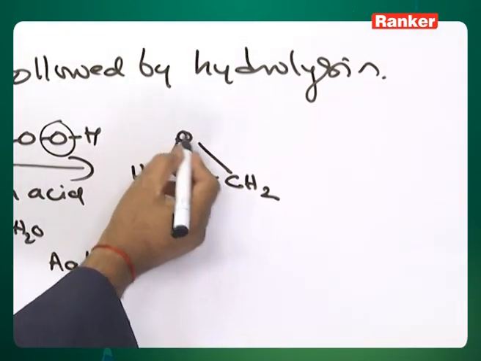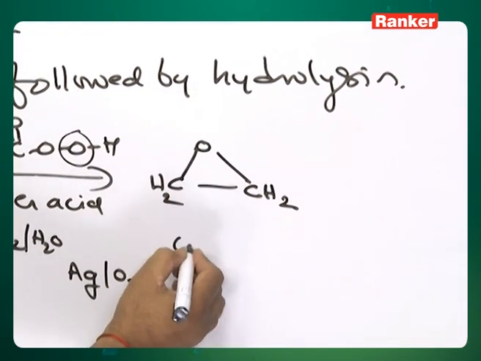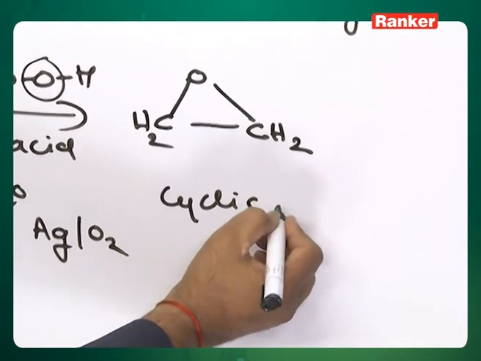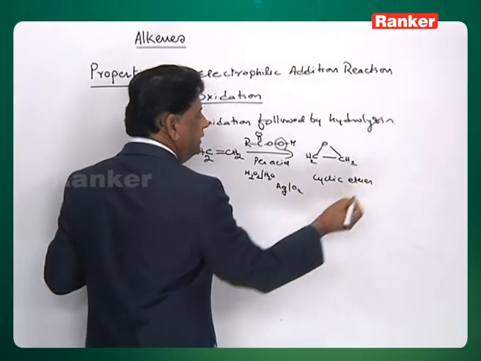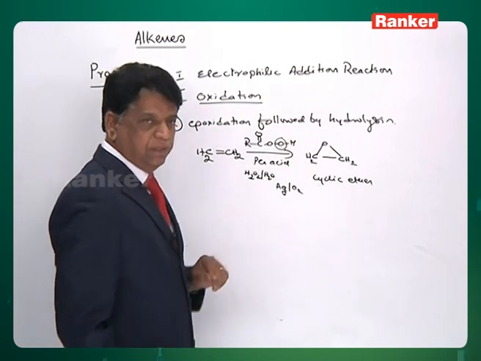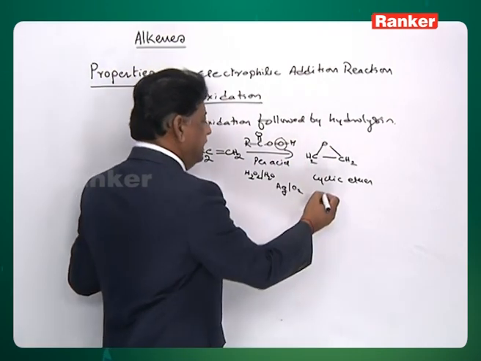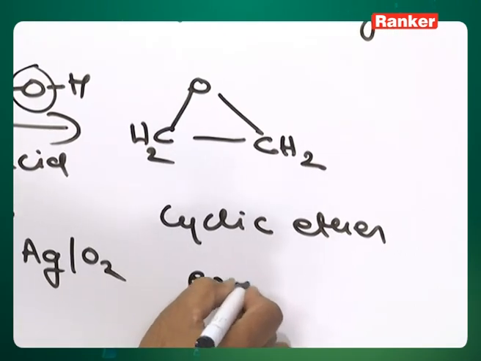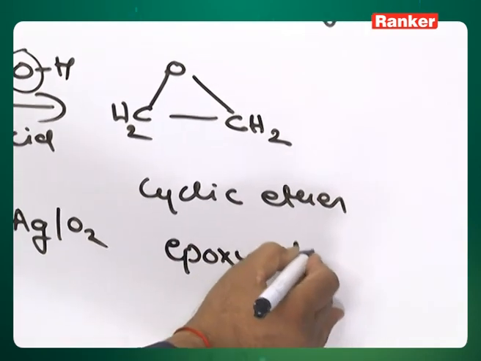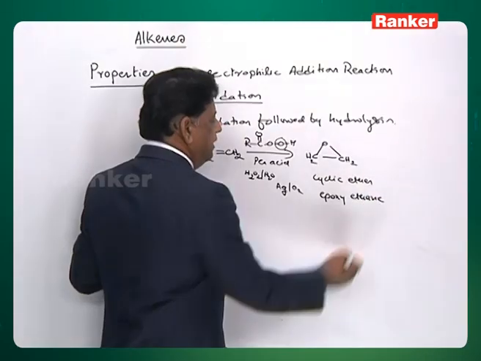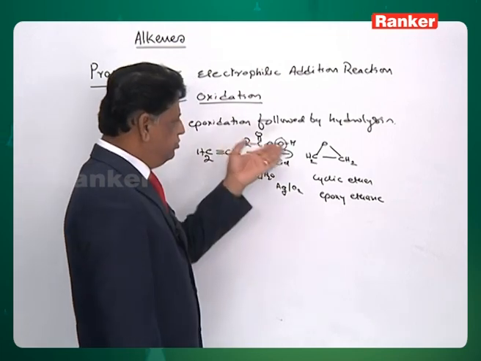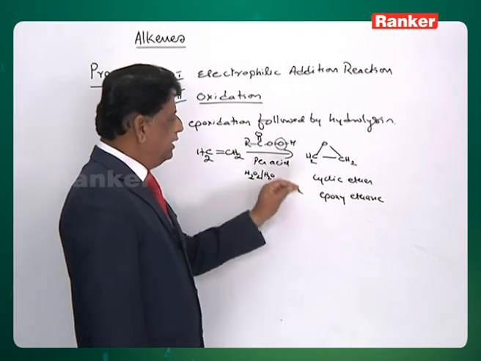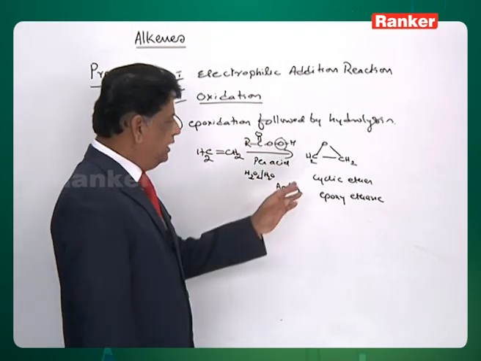The C-O-C bond is an ether bond. So, it is a cyclic ether. It is an example of a cyclic ether. In this ether, a 3-membered ring with oxygen is called an epoxide. Systematically you can say epoxyethane. Epoxyethane is formed. Since ethylene gives an epoxide, it is called ethylene oxide or ethylene epoxide.